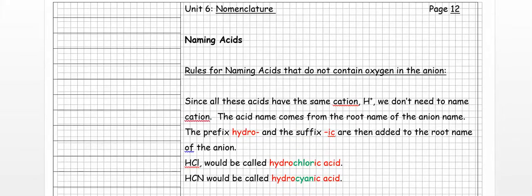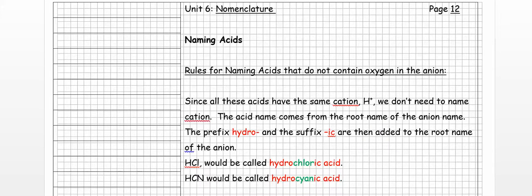All right. We want to finish this up now with the naming of acids. So here we go. How do we name acids? Well, what are acids? Well, we'll have a whole unit on acids later on, but we need to know how to name basic acids right now. Here are the rules. We're going to separate acids into those containing oxygen and those not containing oxygen. All right. Since all these acids have the same cation, and by definition, acids have hydrogen ions, they're H+, we don't need to name the cation.